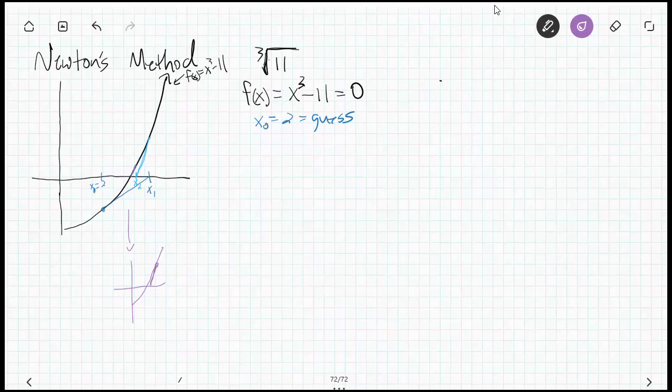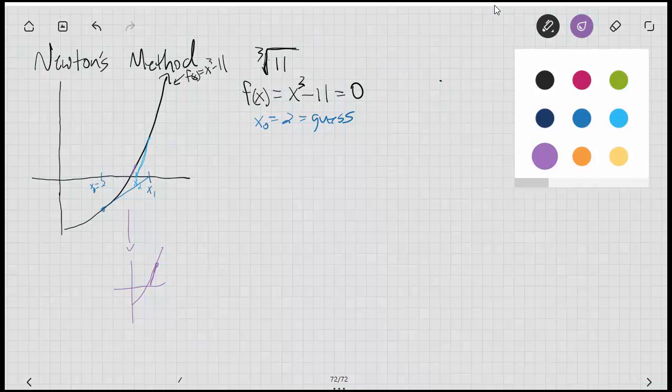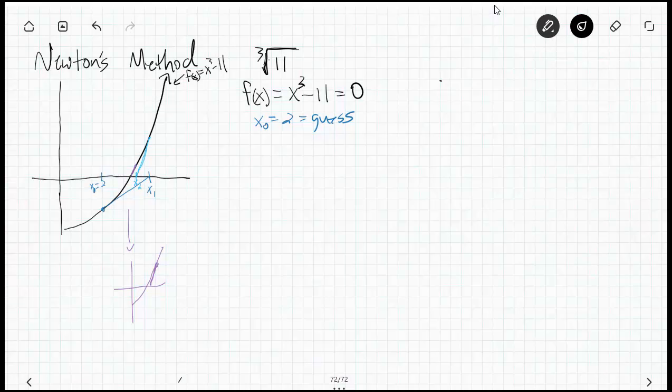That's what's so cool about Newton's method: it's an effective way to come up with approximations for zeros, or in this case, for the cube root of 11, but it does it really fast.